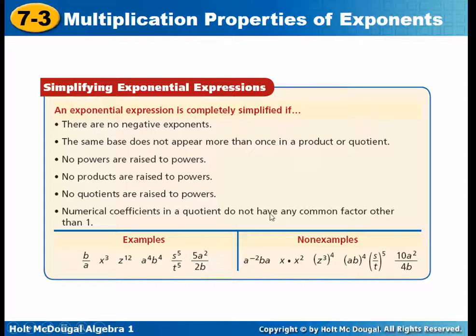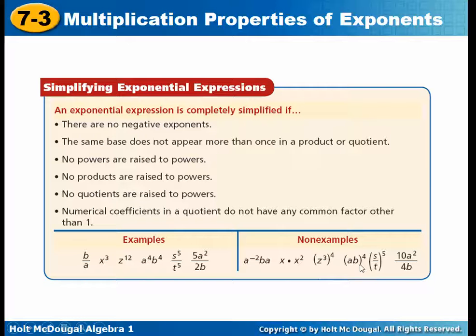Some non-examples of simplified exponential expressions are in the second box. For example, a to the negative 2. That violates the rule that there are no negative exponents. The second one is x times x squared. This can be simplified. This violates the rule of the same base does not appear more than once. The next one is z to the third, to the 4th power. That's no powers are raised to powers. Can't have that. You've got to simplify that.